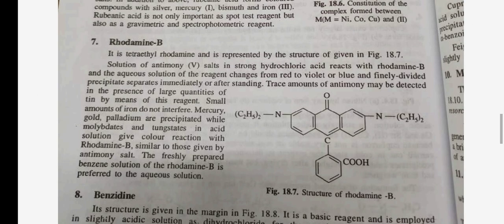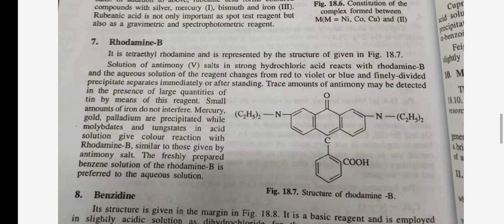Now seventh one is rhodamine B. It is tetraethyl rhodamine and is represented by the structure given in the figure. Solution of antimony salt in strongly hydrochloric acid reacts with rhodamine B and the aqueous solution of the reagent changes from red to violet and blue. Finely divided precipitate separates immediately or after standing.